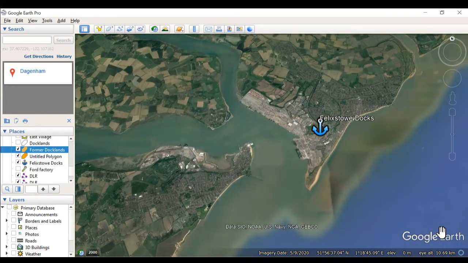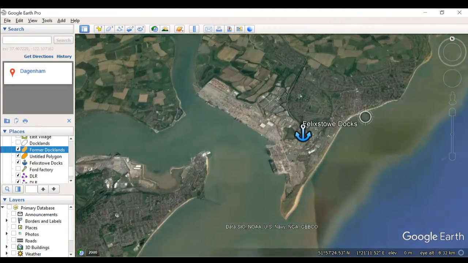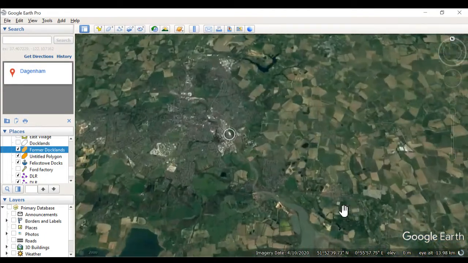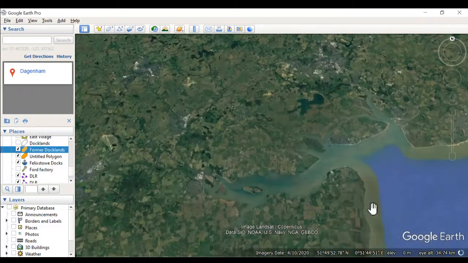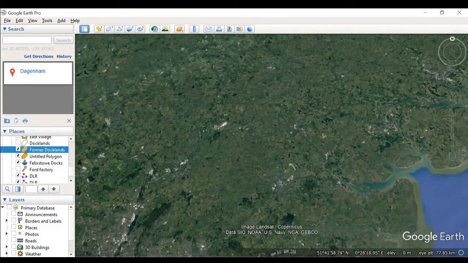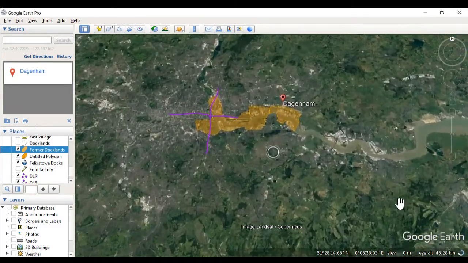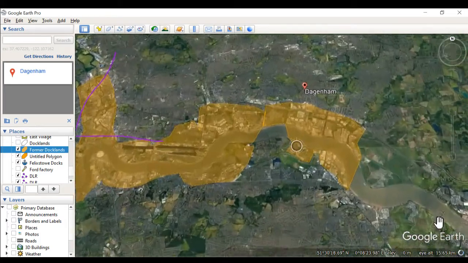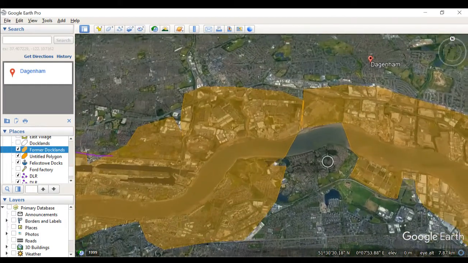This grew up during that counter urbanization phase, and the jobs were relocated to Felixstowe, leaving a bit of a hole in the centre of London. This area in orange was left with a lot of unemployment and fell into decline, and those impacts we looked at last lesson, the spiral of deprivation, started to occur.